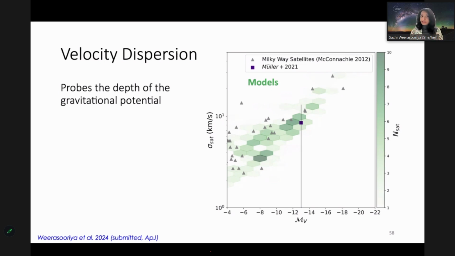We also looked at velocity dispersions of these galaxies. Velocity dispersion probes the depth of the potential well, so it tells us about the dark matter halos of these galaxies. And you can see the Milky Way satellite observations in the triangles in gray, and one observation that I could find of Centaurus A in purple, and the models in green. So the model agrees with just one observation. Of course, that's not enough to say much about this satellite system or the observations, but we can say that they look very similar to the Milky Way satellites, at least in our prediction.